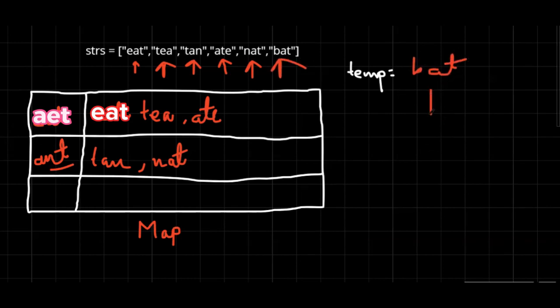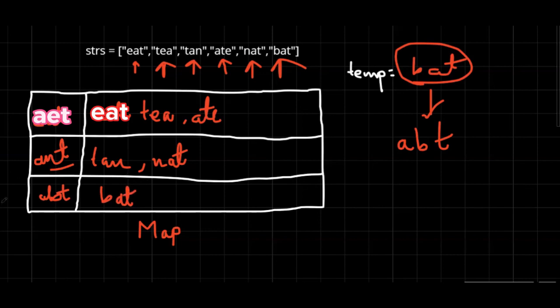And if we perform the sorting operation on BAT, the resultant string will become ABT. So we have to store ABT as the key of the map and BAT as the value of the map. So we have to store BAT here. Now wait, we have solved this problem.